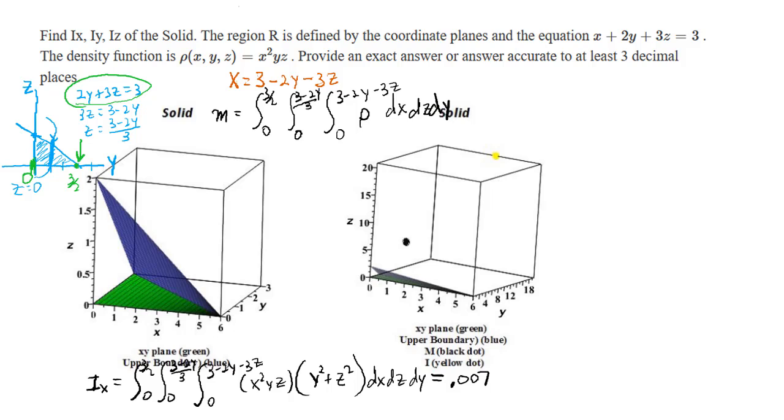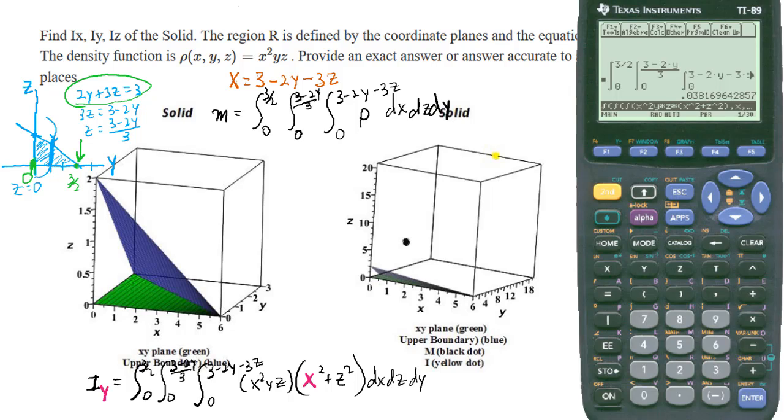Now, to find the inertia about the y-axis, we simply change the y squared plus z squared to an x squared plus z squared, which means that on my TI graphing calculator I can just change one letter and then press enter and have the whole new value.